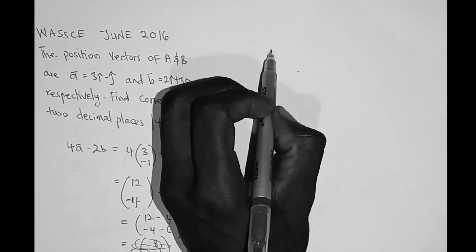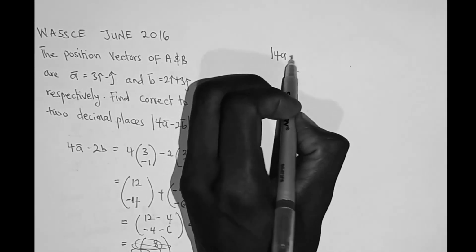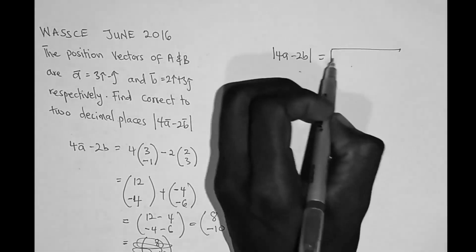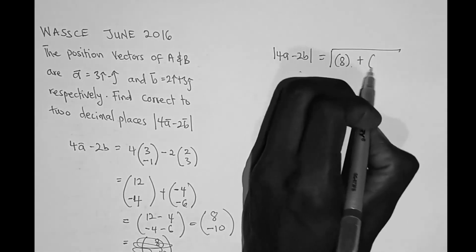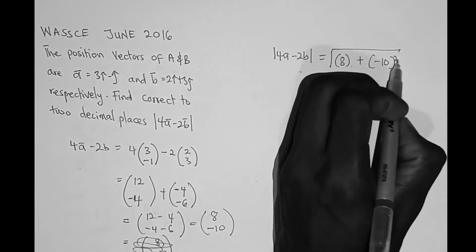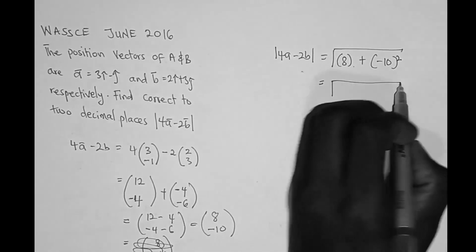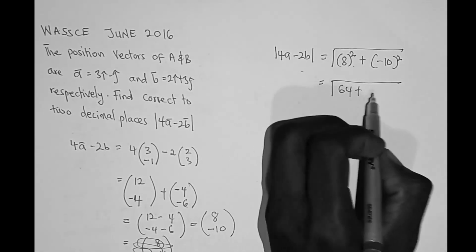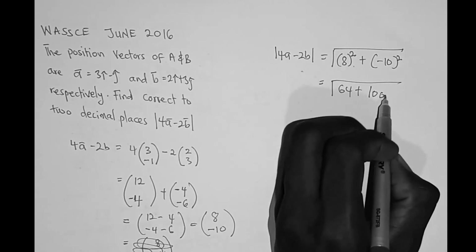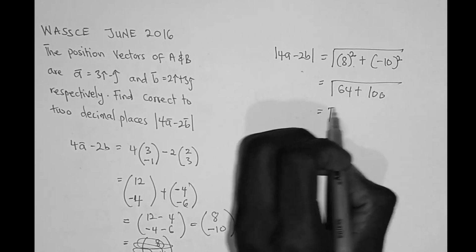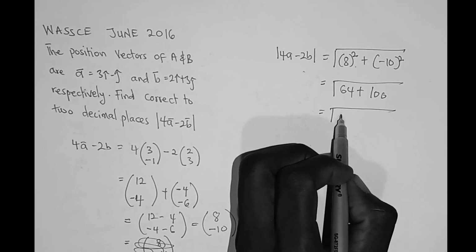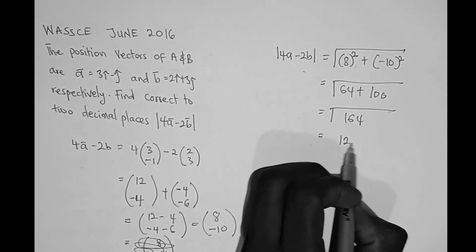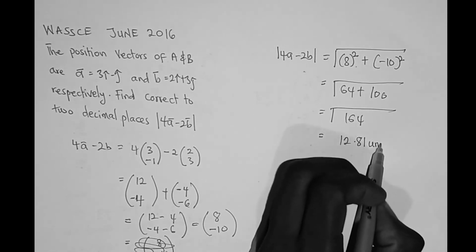However, the question said we should find the magnitude of 4a minus 2b, and that is equal to the square root of 8 squared plus minus 10 squared. This is equal to the square root of 8 squared is 64 plus minus 10 squared is 100. The square root of 64 plus 100 is 164. The square root of 164 is 12.81 units.